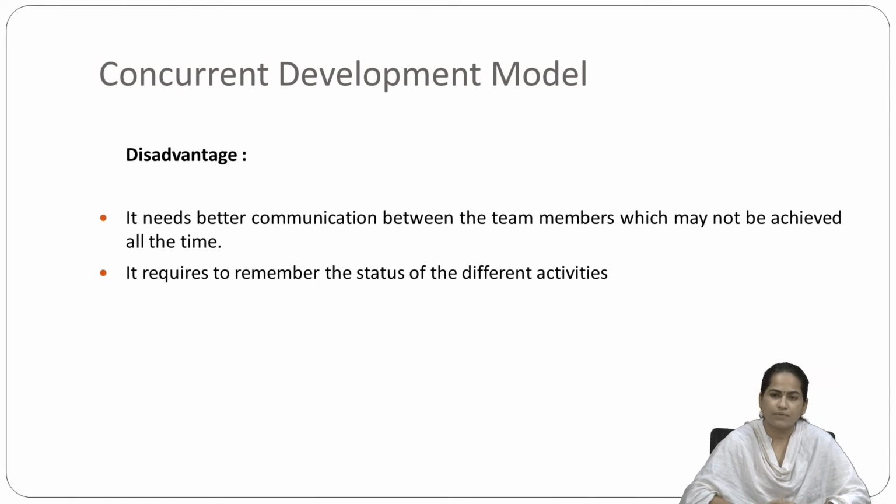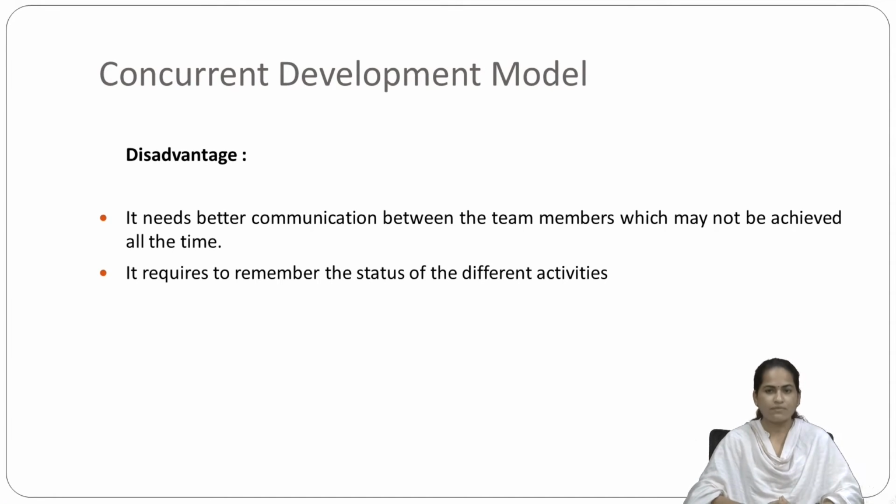Which are they? First, we can say that it needs better communication between team members, which may not be achieved all the time. We are saying that different teams are working. So to have proper completion of your project, in proper timing and in proper way, communication is required. Otherwise, what will happen?